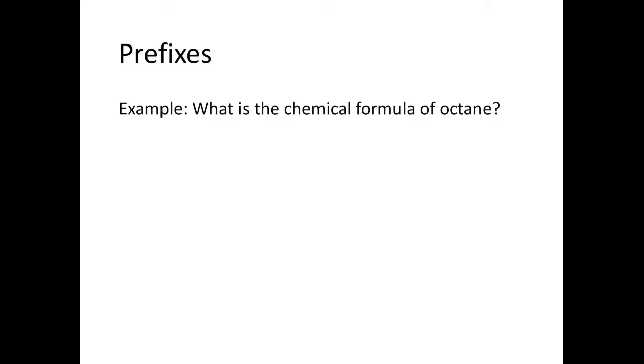So let's do an example. What is the chemical formula of octane? So what is the general chemical formula for an alkane that we talked about? It's CnH2n+2. And octane, as we showed in the last table, has 8 carbons, n equals 8. So therefore, the formula is C8H18.